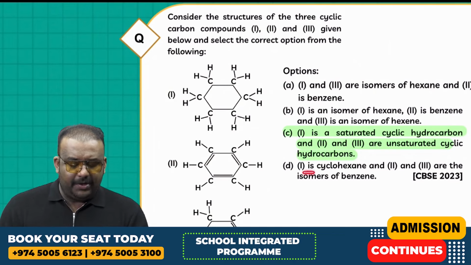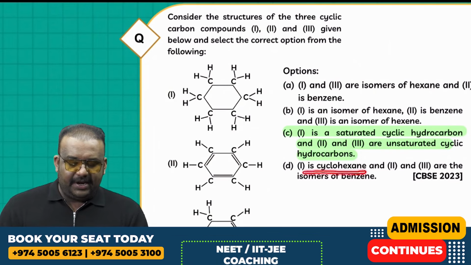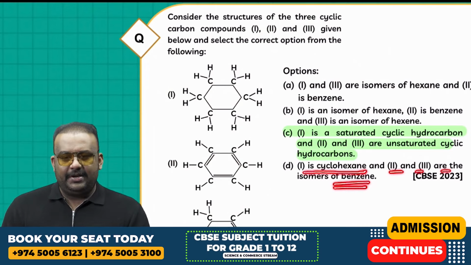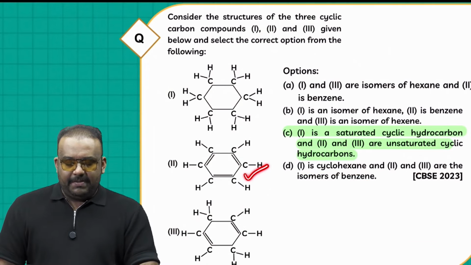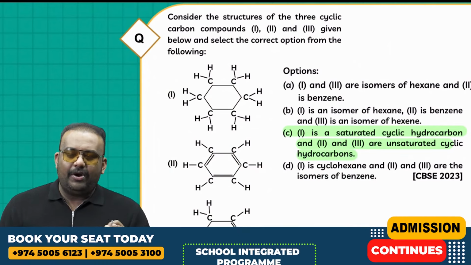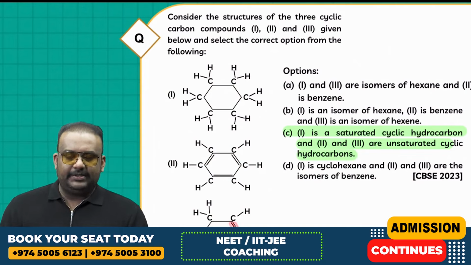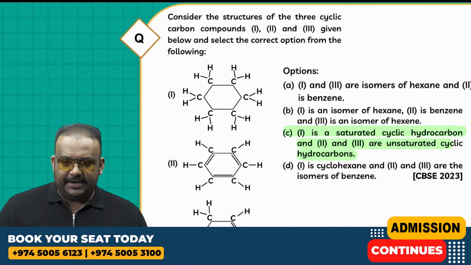Option D is also wrong. You can see it is written 1 is cyclohexane and 2 and 3 are isomers of benzene. No, this is benzene, but this is not benzene because you know that in benzene you need 3 alternate double bonds. But here we have only 2 double bonds. So this is not an isomer of benzene.